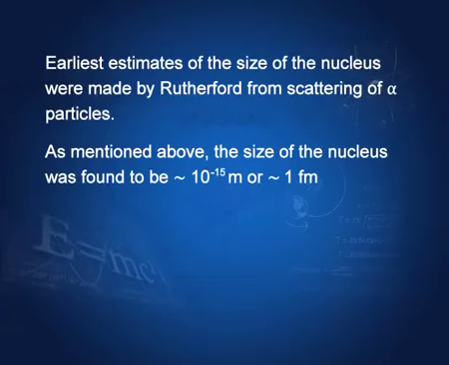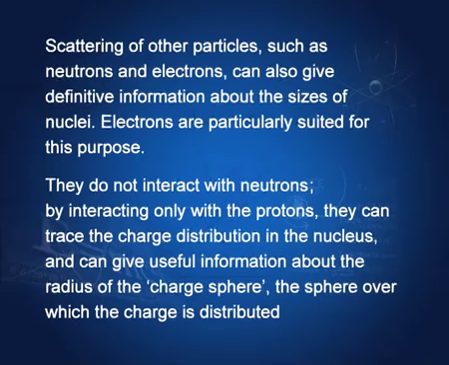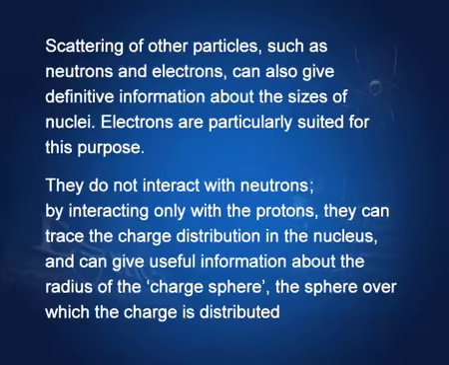Earlier estimates of the size of the nucleus were made by Rutherford from scattering of alpha particles. As mentioned, the size of the nucleus was found to be about 1 Fermi, 10 to the power minus 15 meters. Scattering of other particles such as neutrons and electrons can also give definitive information about the size of nuclei. Electrons are particularly suited because they are very light and they can penetrate. They do not interact with neutrons.